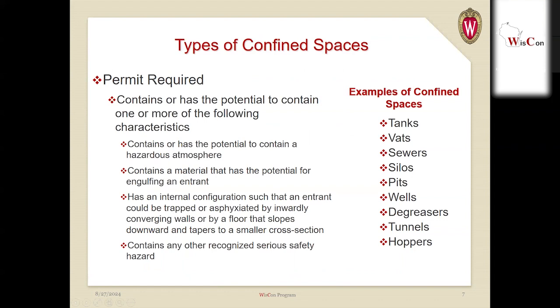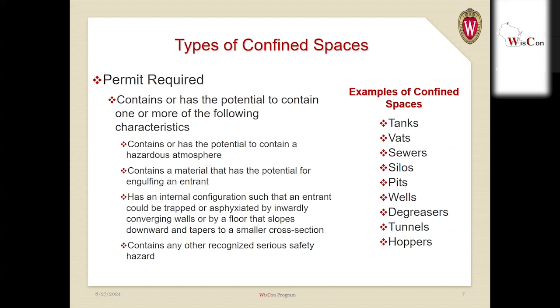The next type of space we have is a permit required confined space. And this is one that contains or has the potential to contain one or more of the following characteristics. So these would be spaces that contain or have the potential to contain a hazardous atmosphere. They contain a material that has the potential of engulfing an entrant. So, for example, water, sewage, grain, or soil.